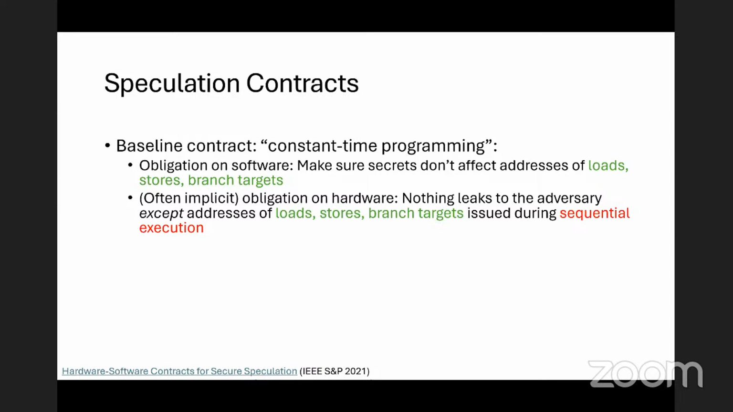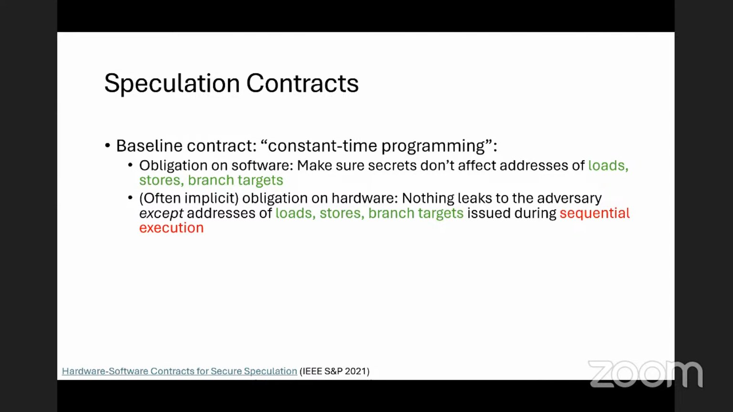There is an obligation on software, this is how you should program, but there is an implicit obligation on hardware. We know that addresses of stores, loads, and branch targets leak into a shared cache, for example. But the implicit assumption on hardware is that nothing else leaks. If nothing else except these things leaks, then you can securely run constant time code on that CPU. This is usually left implicit, and this is exactly what we make explicit. This is our speculation contract.